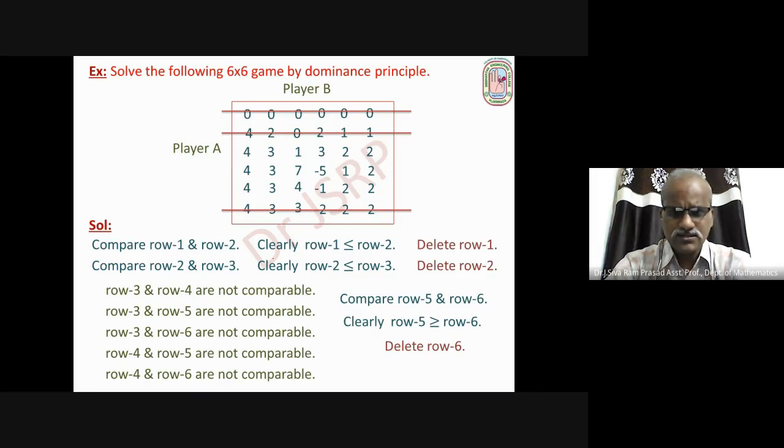Okay. So all rows are verified. So we are left with 3 rows. That is, row 1 is eliminated, row 2 is also eliminated, row 6 is also eliminated. We are left with row 3, 4 and 5. This is the resulting or remaining payoff matrix. So player A is left with 3 strategies out of 6: third strategy, fourth strategy and fifth strategy. Okay, now we apply the dominance principle for columns. First compare first two columns.